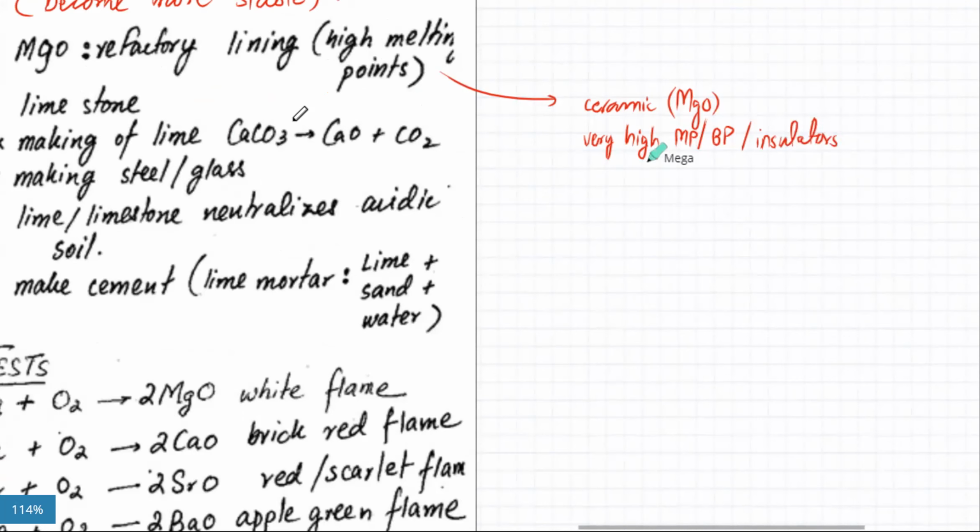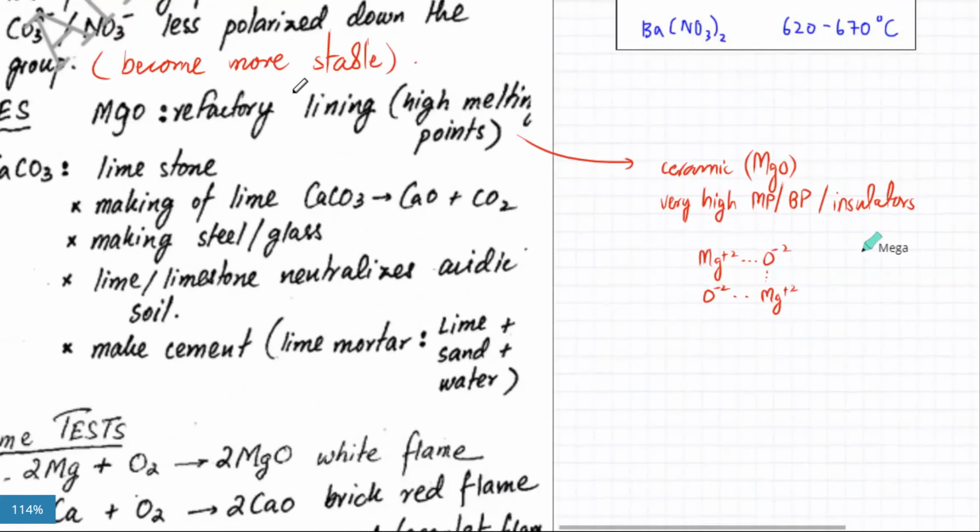So why is it so strong? Because it's got a very strong lattice. Mg ions attracted to oxygen -2, which are then attracted to Mg+2, which are then attracted to, and so on. It's just an endless lattice of Mg+2 and O-2 ions all attracting each other. So it's a very strong lattice. It's got a very high melting point. So it's used as refractory lining, which is basically you make furnaces out of it.